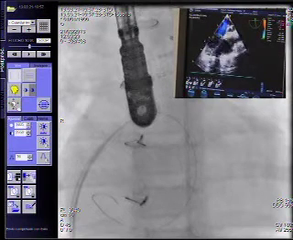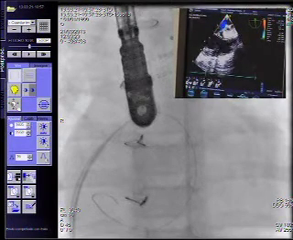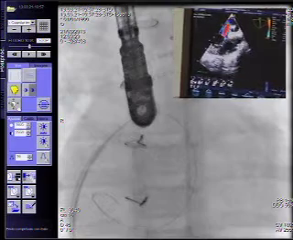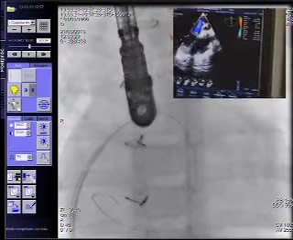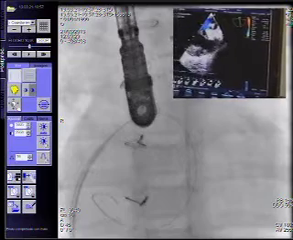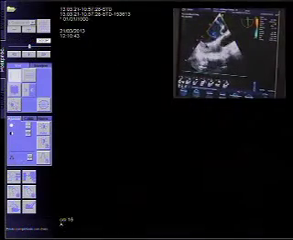So I'll go there with a balloon catheter, an angioplasty balloon catheter there, trying to make a hole of about 3 millimeters.